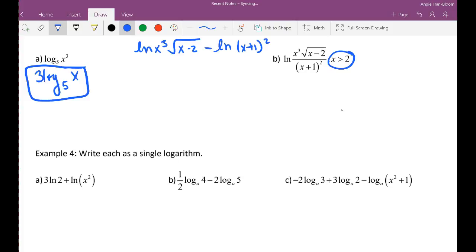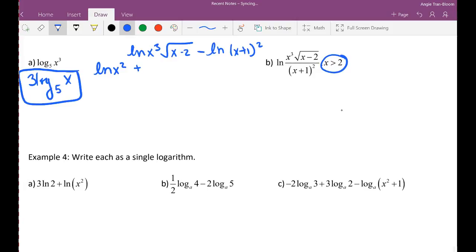x to the third multiplies a radical, right? So those two will become what? Addition. So you have natural log of x to the third times radical of x minus 2. Multiplication becomes addition. So add natural log of radical x minus 2 and bring down this natural log of the quantity x plus 1 squared. What can I do with the power of 2, class? Move it to the front. It becomes a factor. Very good. You have to simplify. Oh, yes, to the third. Thanks. My bad. That is to the third.